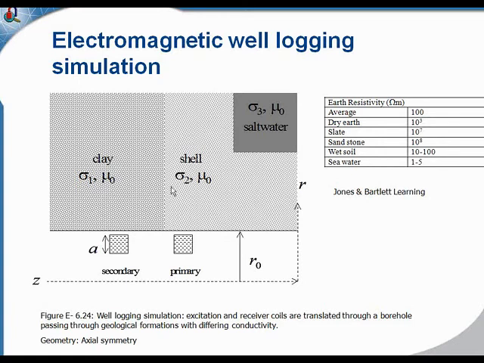They're going to probe the surrounding region. That could be clay or shell or salt water type of region. And I've given a table here of some resistivities. Of course, in QuickField, we'll be putting the conductivity, 1 over these values here. So this is the average earth resistivity, dry earth, slate, sandstone, wet soil, and seawater.